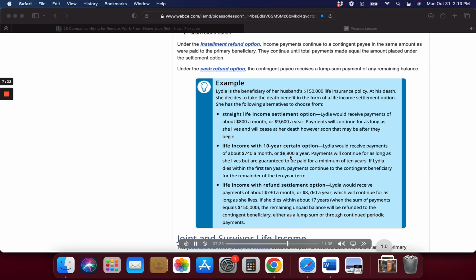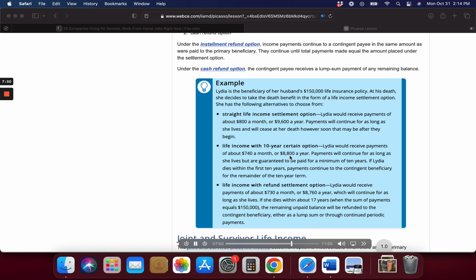Life income with 10-year certain option. Lydia would receive payments of about $740 a month, or $8,800 a year. Payments will continue for as long as she lives but are guaranteed to be paid for a minimum of 10 years. If Lydia dies within the first 10 years, payments continue to the contingent beneficiary for the remainder of the 10-year term.